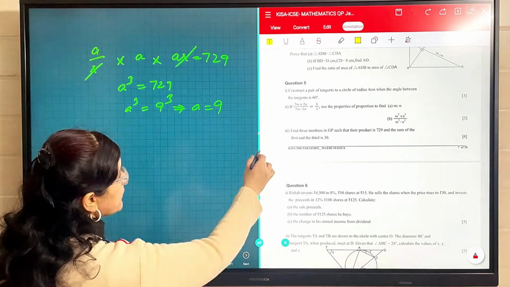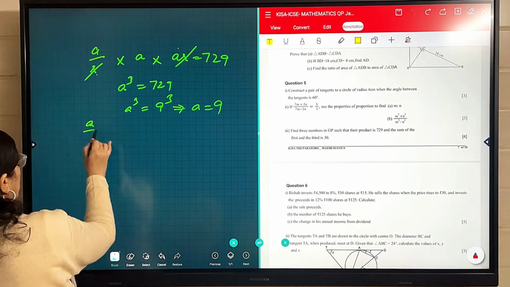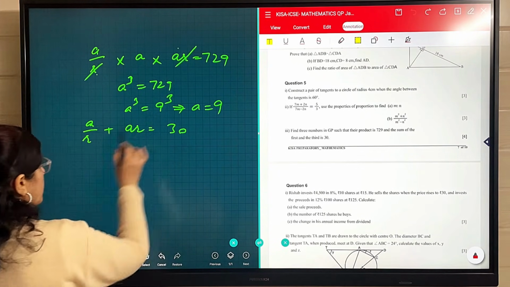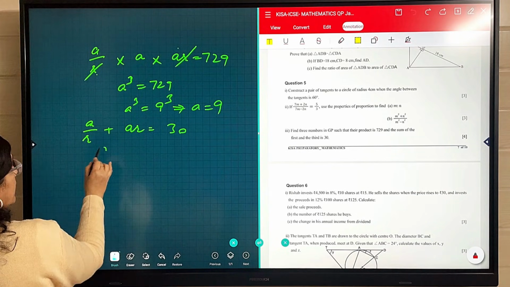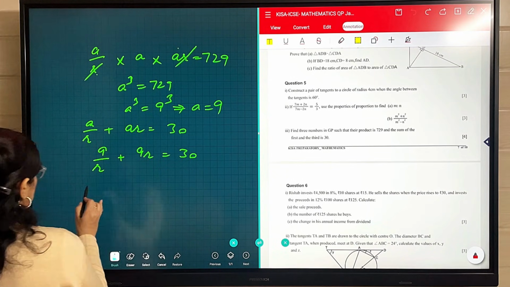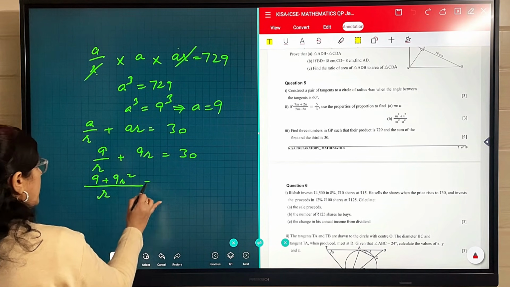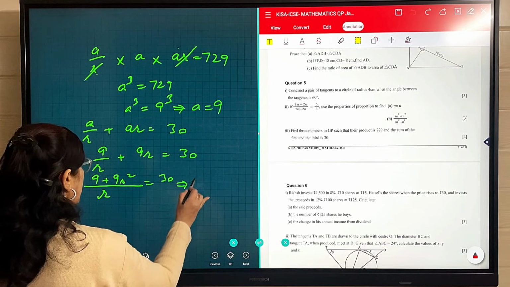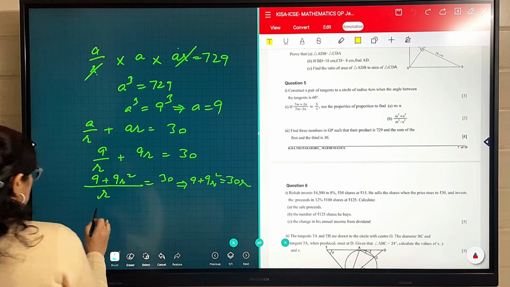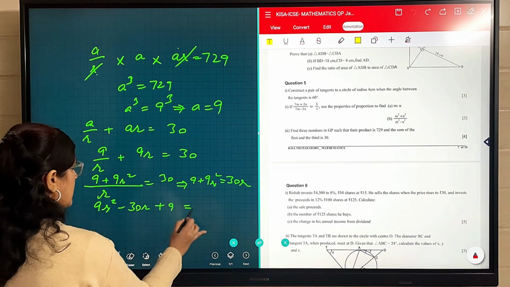Now next part, the sum of the first and the third is 30. So A by R plus the third, A into R, is equal to 30. Now the value of A we know. So this is 9 by R plus 9 into R is equal to 30. It will form a simple quadratic. First we take LCM: 9 plus 9 R square is equal to 30. Cross multiplying, 9 plus 9 R square is equal to 30 R. So simplifying, 9 R square minus 30 R plus 9 is equal to 0.